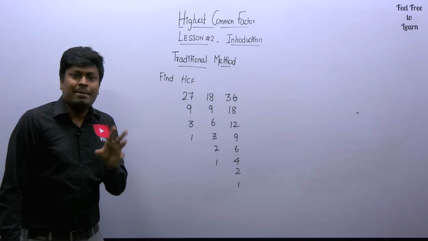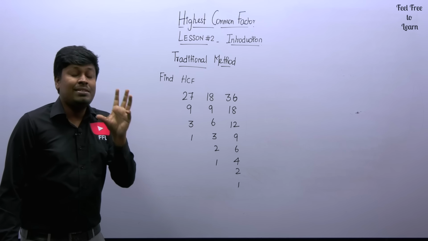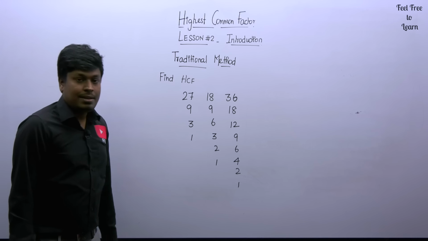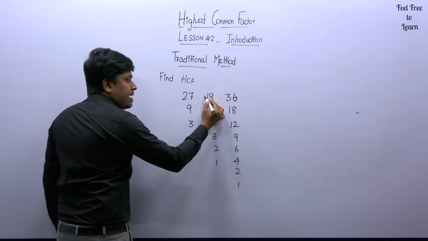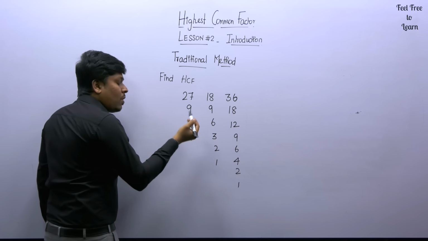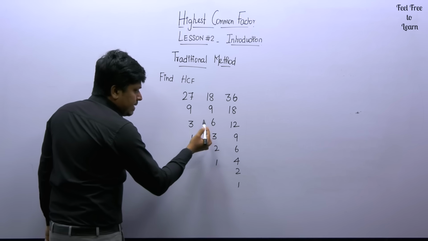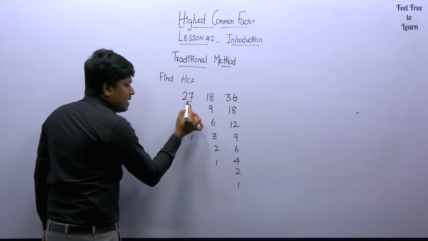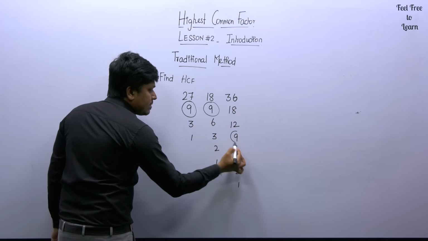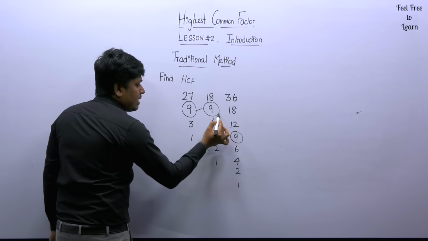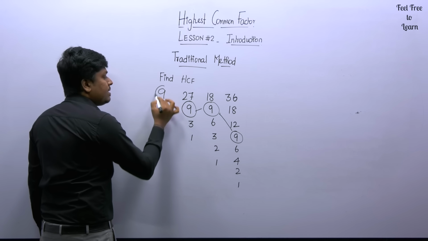So now what is step number 2? We have to check which number is common in all the 3. If you take 18, 18 is common here, 18 is common here, but 18 is not common here, right? So let me take any other number. Let me take 9. You can see 9 is common here, 9 is common here, 9 is common here. So we are saying that the HCF for the given numbers is 9.